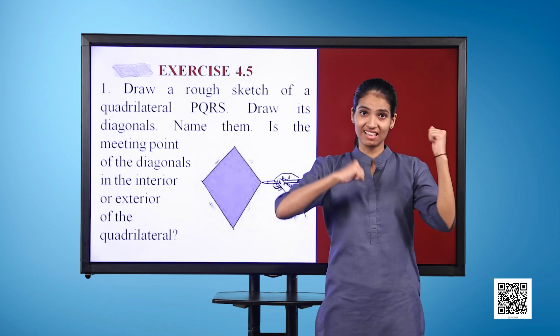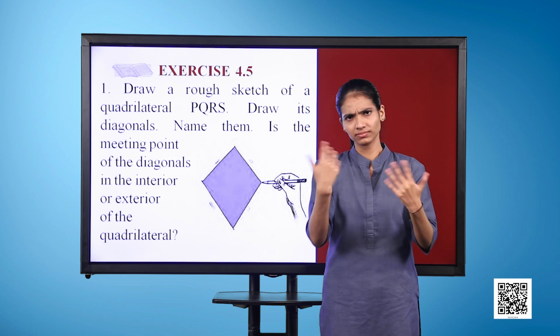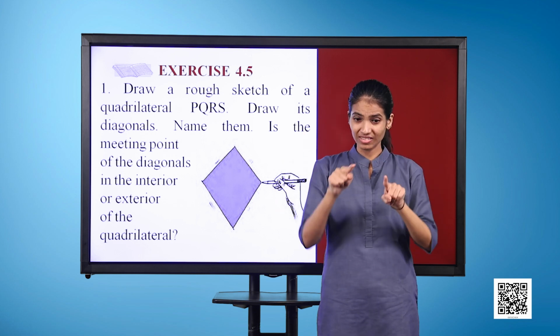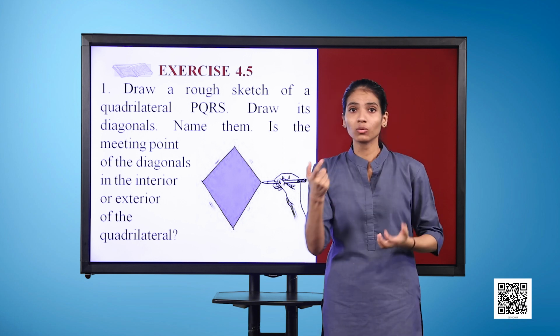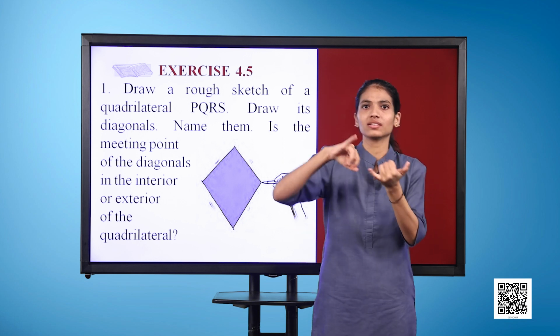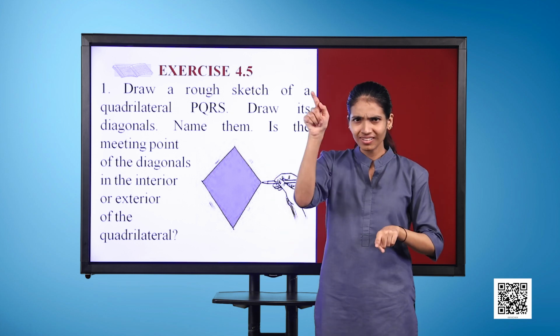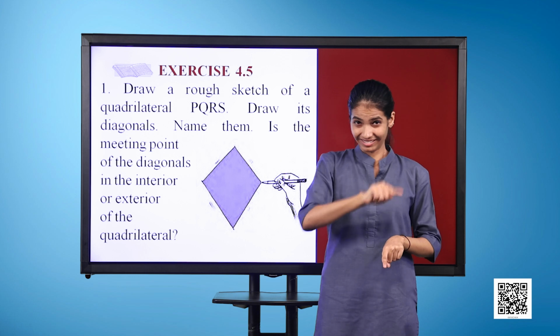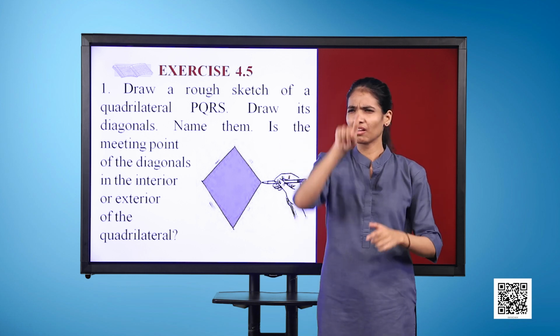Exercise 4.5. 1. Draw a rough sketch of a quadrilateral PQRS. Draw its diagonals. Name them. Is the meeting point of the diagonals in the interior or exterior of the quadrilateral?